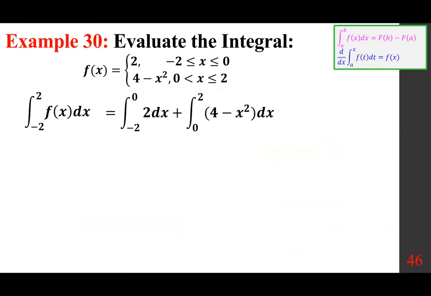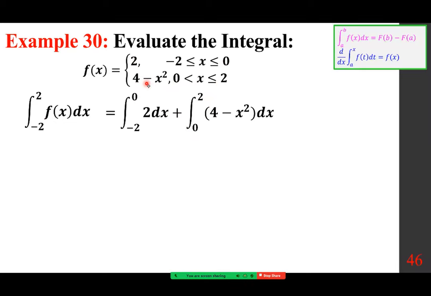We want to evaluate the integral of f of x dx from negative 2 to 2, where f of x is defined as 2 when x is between negative 2 and 0, and 4 minus x squared when it's from 0 to 2. Therefore, we have to use this piecewise defined function. So we use the 2 from minus 2 to 0, and then from 0 to 2, we use 4 minus x squared.